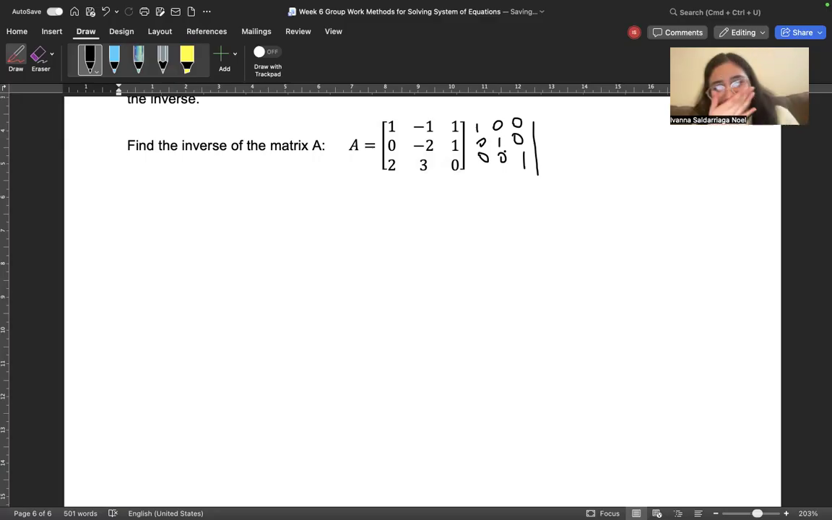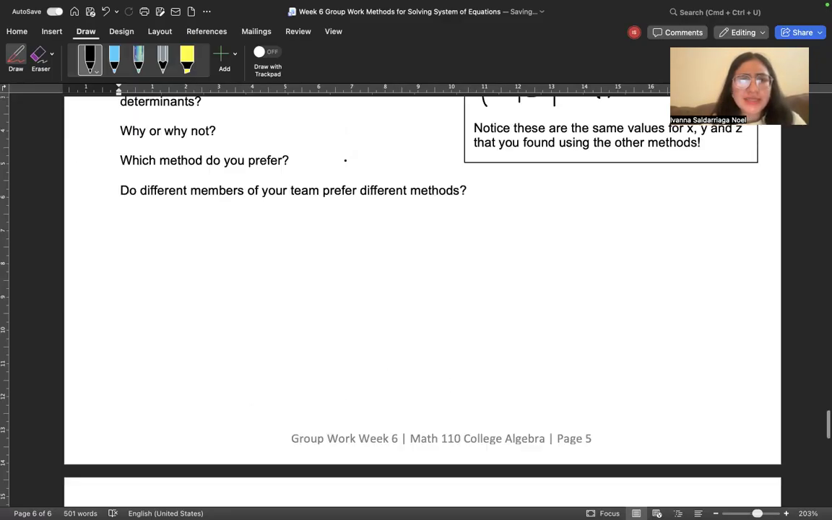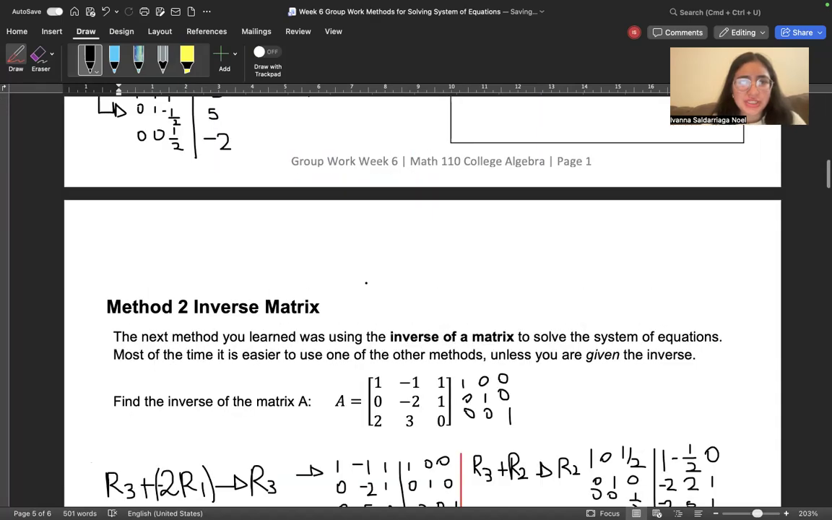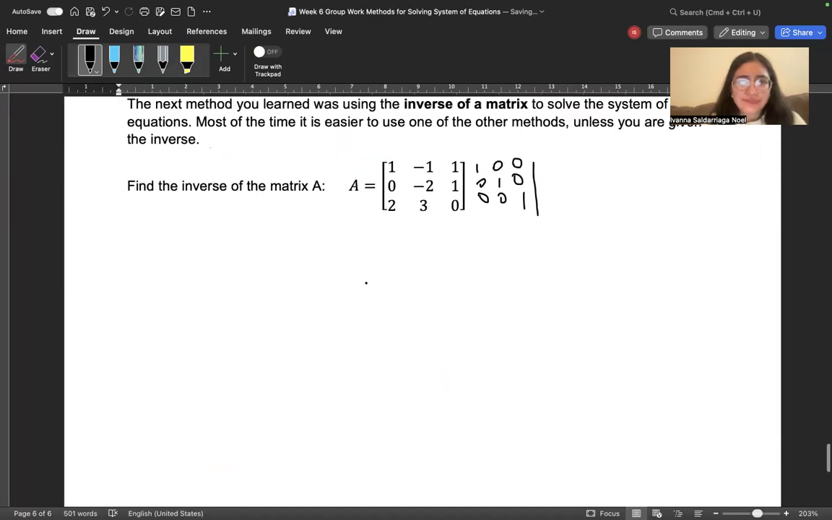Sorry. To make it like this to the inverse. So it's basically what we did here on the first page. And is there a way to copy and paste it because it's kind of long?